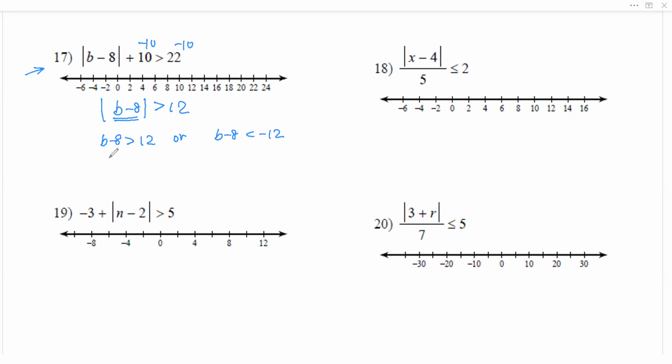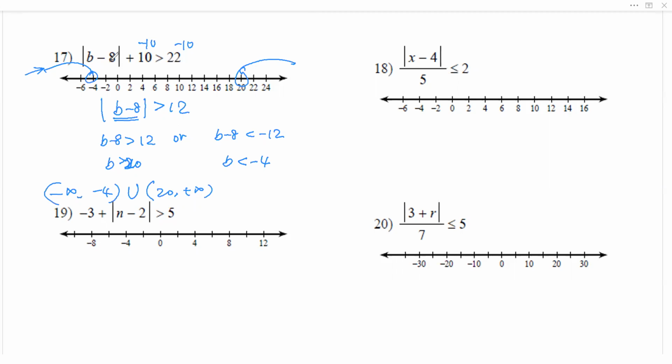All right. So b greater than 20 here, both sides plus 8, right? Or b less than negative 4, both sides plus 8. So you can see greater than 20, less than negative 4. So it's negative infinity to negative 4 first, and 20 to positive infinity. All right, pick one. If you're not confident, just pick one. Let's pick 0. 0 should not make this inequality make sense.